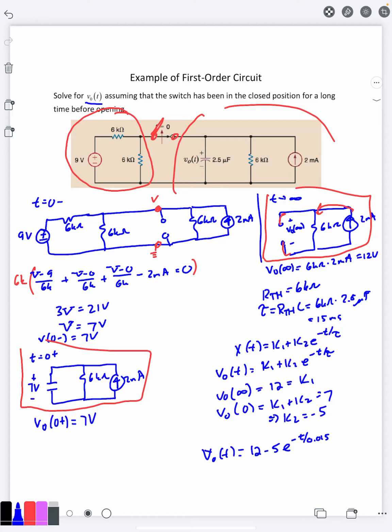Tau is 15 milliseconds or 0.015 seconds. And this is all in volts. And so there is the answer to our first order circuit.